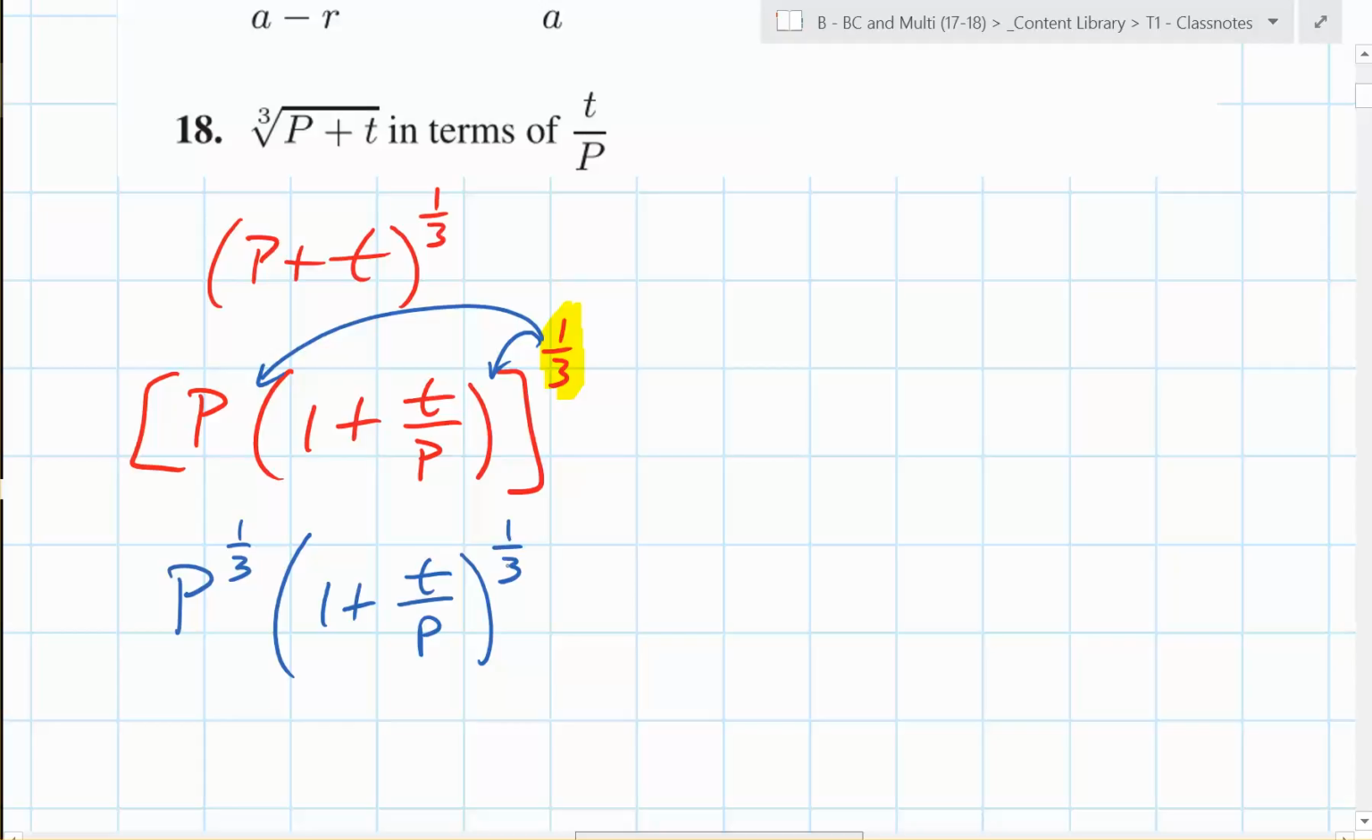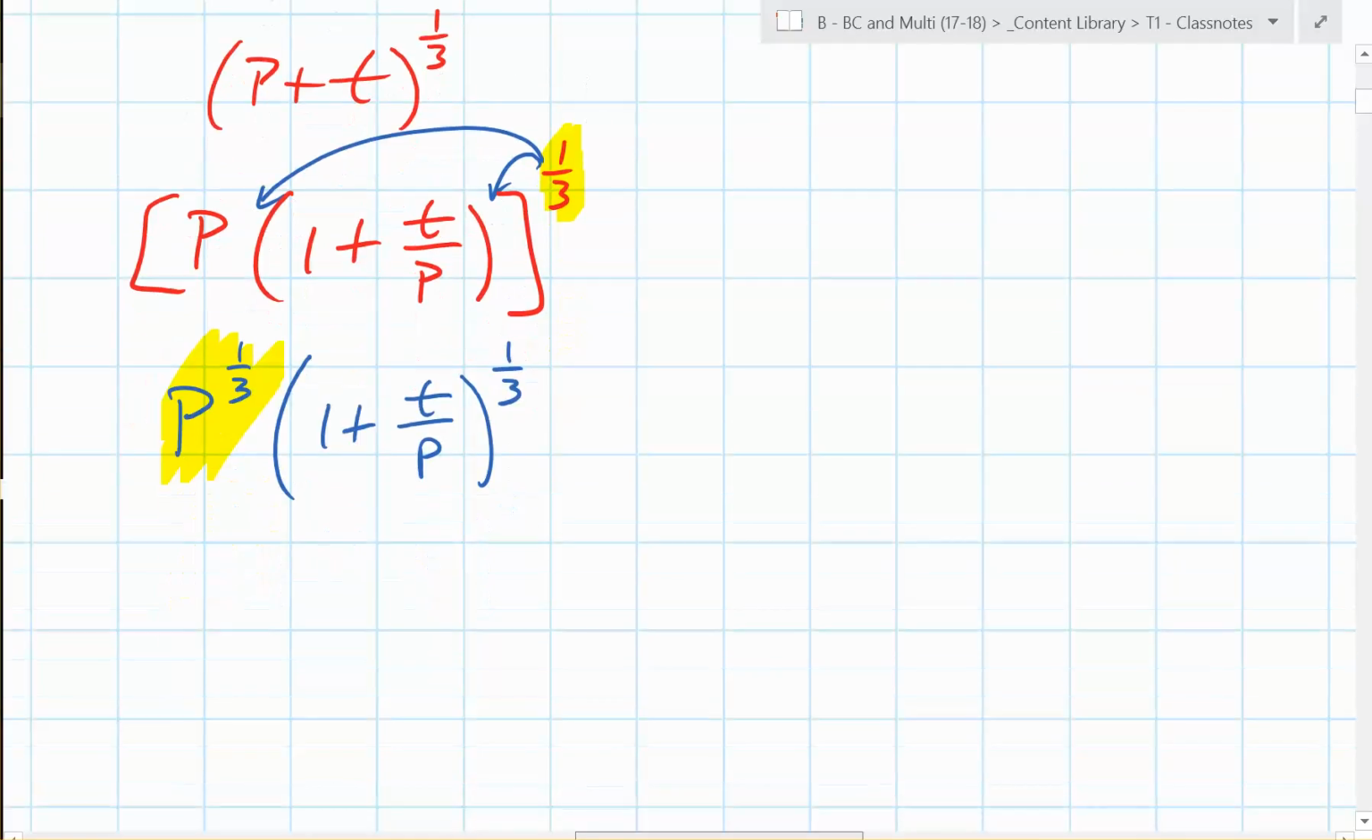What can we do with this now? Well, we treat p as a constant, everybody. We're not doing multivariable Taylor expansions yet, which we will get to eventually. But right now, p is a constant. So we can just park that on the outside right there. What can we now do? Yeah, we could make it look prettier if we wanted to and let x equal what? T over p. So what do we have here? P to the 1/3 times 1 plus what? X to the 1/3.